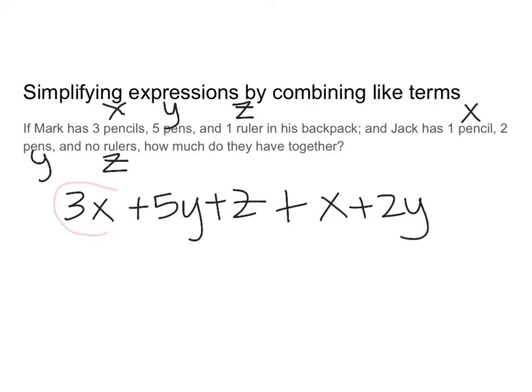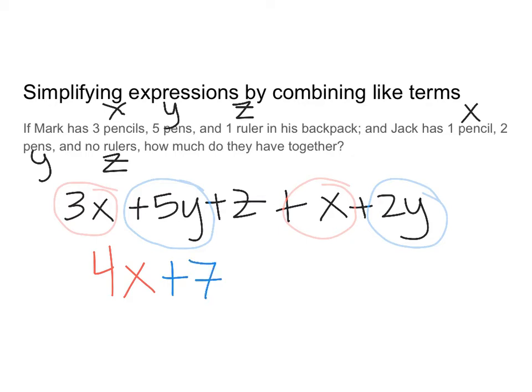So then I can see that I have 3 x's here and 1 x here. So that's a total of 4x. I can do the same thing for the y's. I've got 5 y's and 2 y's, giving me a total of 7 y's. And then I just have my 1 z. So my simplified expression is 4x plus 7y plus z, which should make sense with the original because I know that I have 4 pencils, 7 pens, and 1 ruler combined.